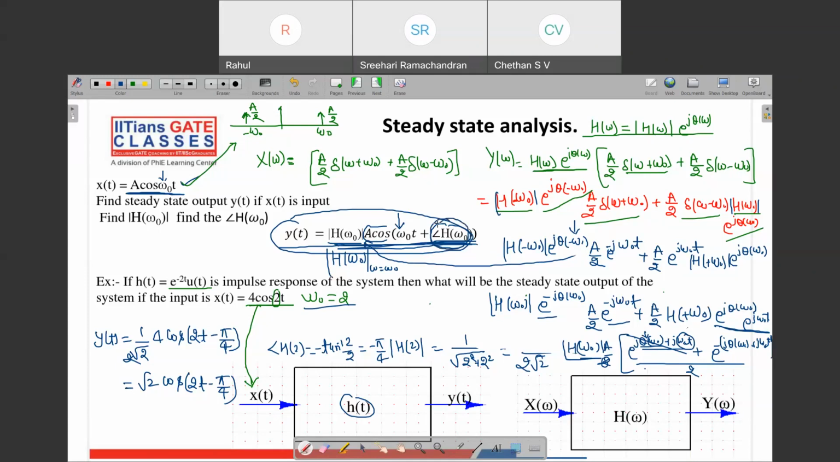Okay. So actually I wanted to ask how the name steady state comes here. This is the output, so how can this be the steady state? Let me tell you two things over here: why we call it a steady state. Let me go to the next slide.